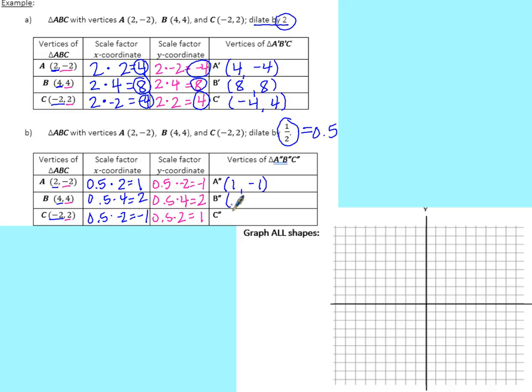B double prime is 2, 2. And C double prime is -1, 1. So that takes care of all of our calculations. The last step is to graph all the shapes.